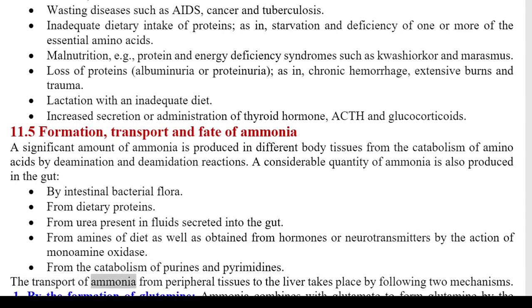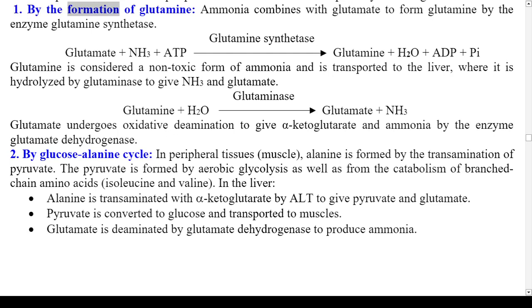The transport of ammonia from peripheral tissues to the liver takes place by the following two mechanisms. 1. By the formation of glutamine. Ammonia combines with glutamate to form glutamine by the enzyme glutamine synthetase. Glutamine synthetase: Glutamate plus NH3 plus ATP gives glutamine plus H2O plus ADP plus Pi.